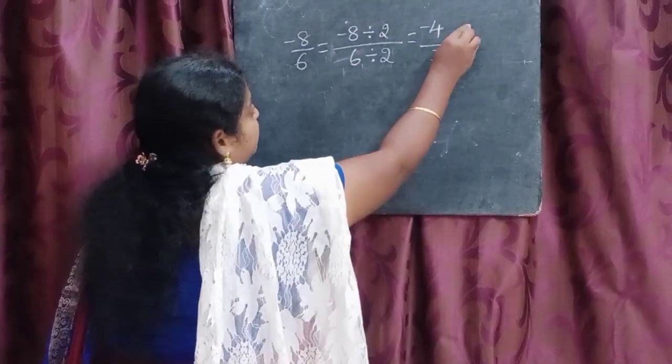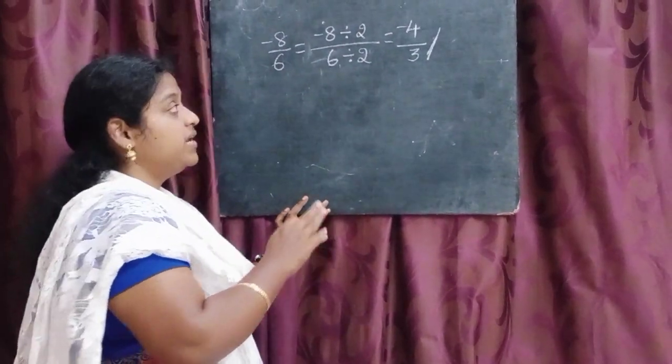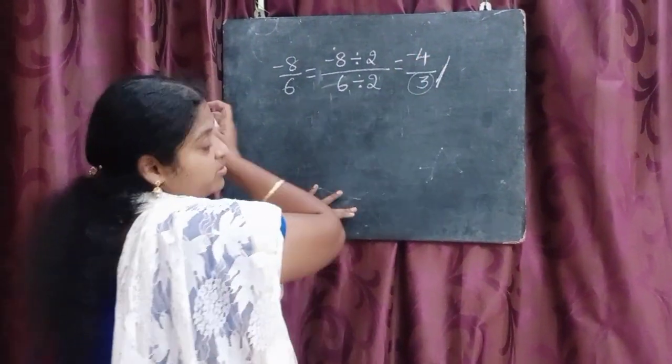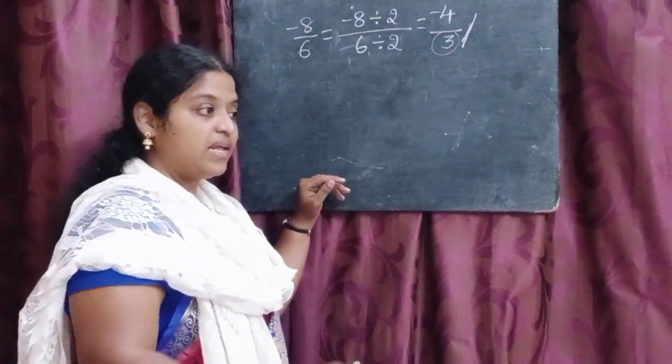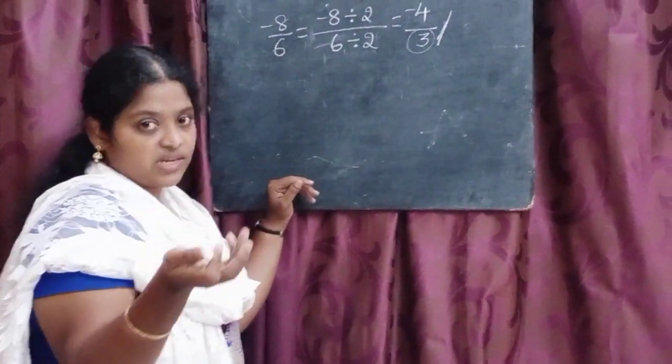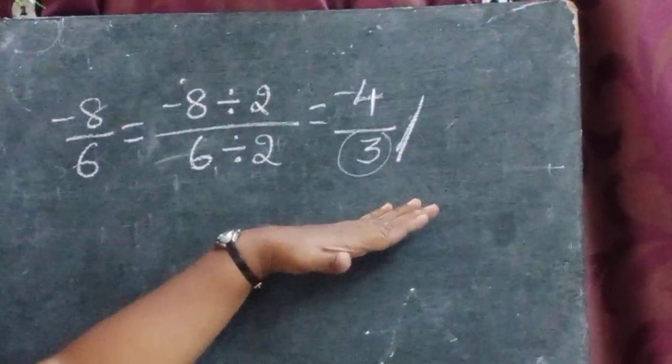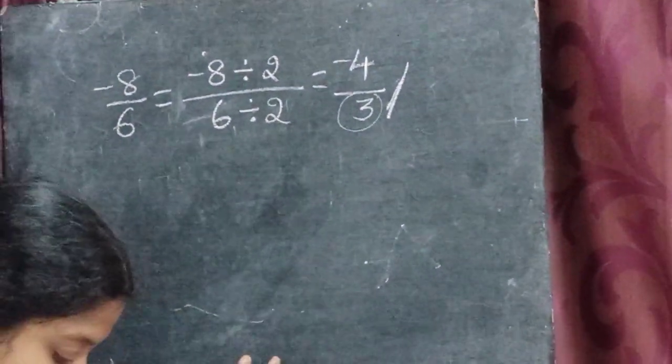Now, that's all. This is the simplest form of this, because we won't get 3 in any other table, and 2 and 4 we will get in 2 table, 1 table, and one more is 4th table. So 3 is not there in that. So that's the simplest form of minus 8 by 6.